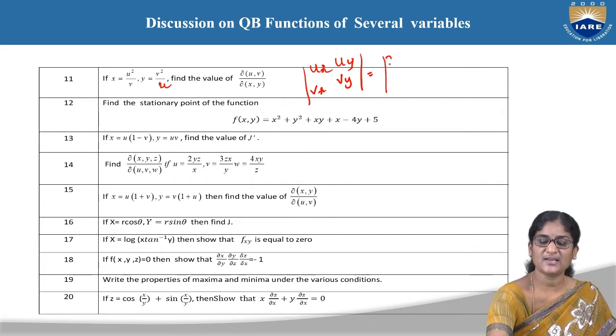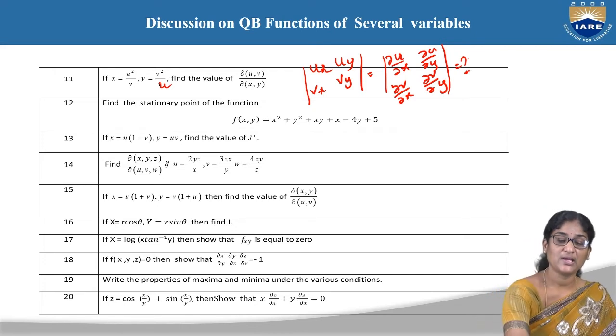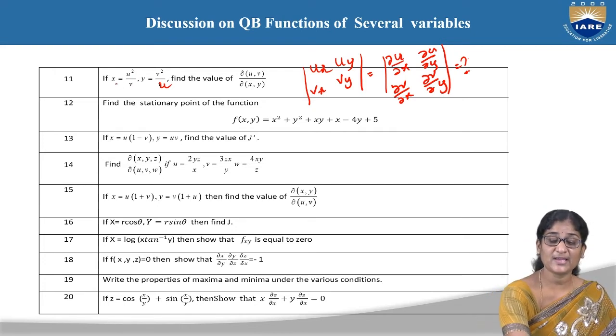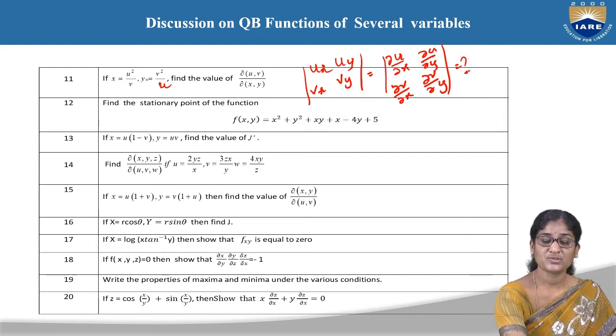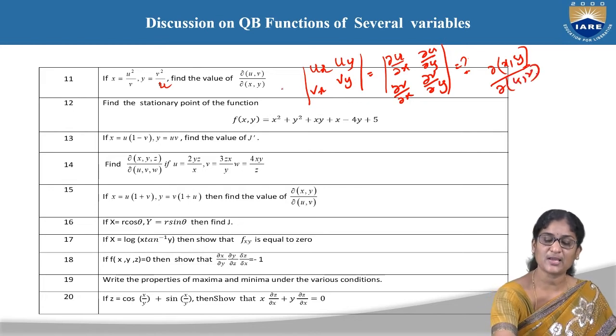What is ux? ux is nothing but the partial derivative of u with respect to x, uy is the partial derivative of u with respect to y, vx is the partial derivative of v with respect to x, and vy is the partial derivative of v with respect to y. Now we have to find this value. But here he has given x is equal to u square by v, x and y in terms of u comma v. So how to find out? First you find the other Jacobian value, dou of x comma y divided by dou of u comma v. Then we can get the value of dou of u comma v by dou of x comma y.